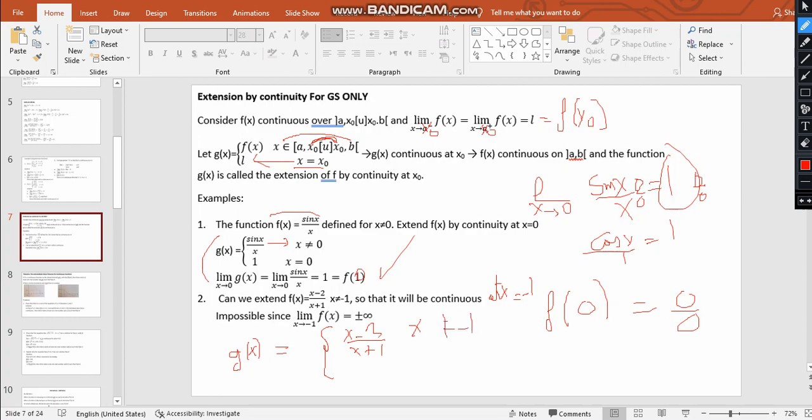Now, if you want to define it for x equal minus 1, you must have a number there, and the limits must be equal to it. But if you take the limit of x minus 2 over x plus 1 as x tends to minus 1, it is plus or minus infinity. So we cannot have a number equal to plus or minus infinity, so we say we cannot extend it to be continuous. Okay, so this is the property of extending continuity for GS only. Thank you for listening.